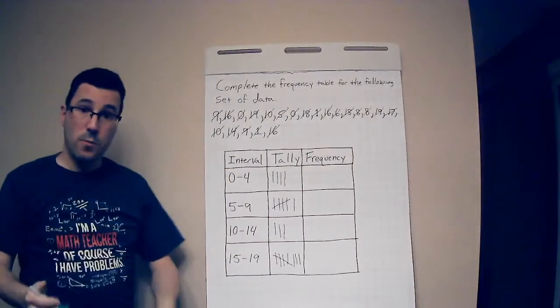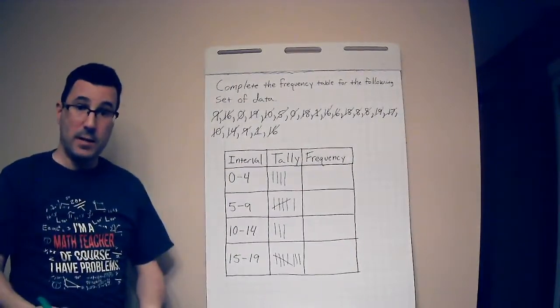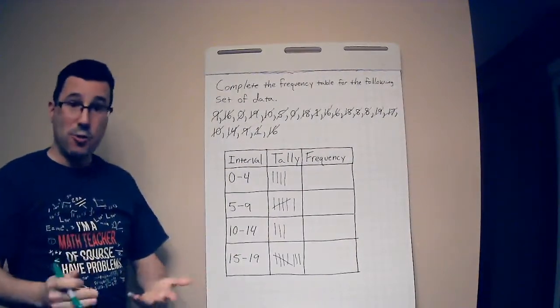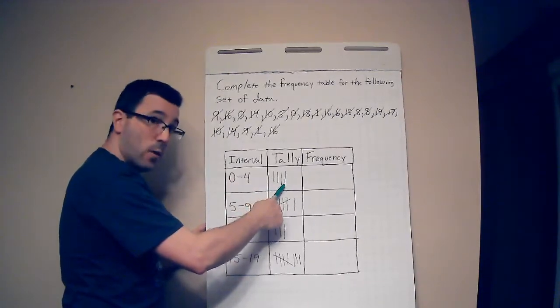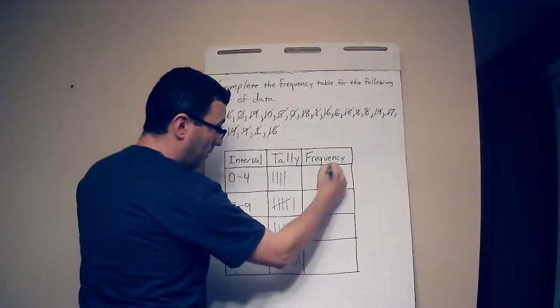And now all I'm going to do is count up the number of tallies I have and write down the actual number. So from 0 to 4, I have 1, 2, 3, 4 tally marks, so I'm going to write down 4.